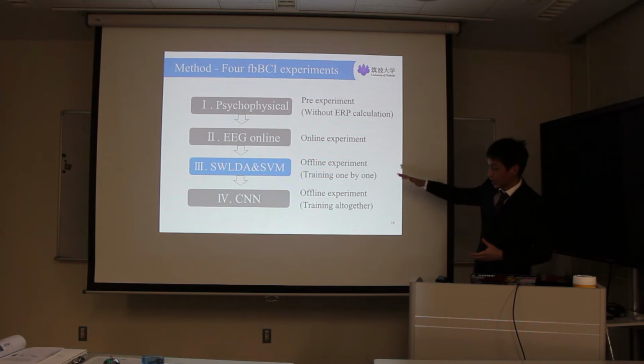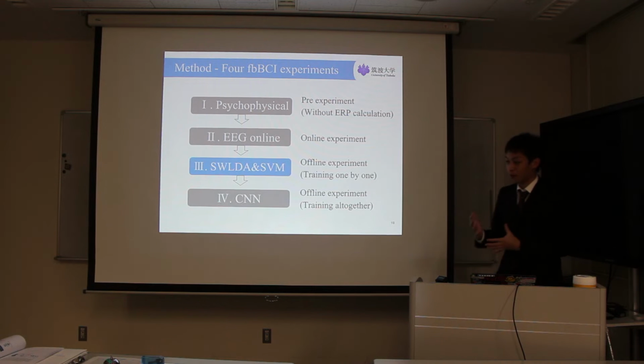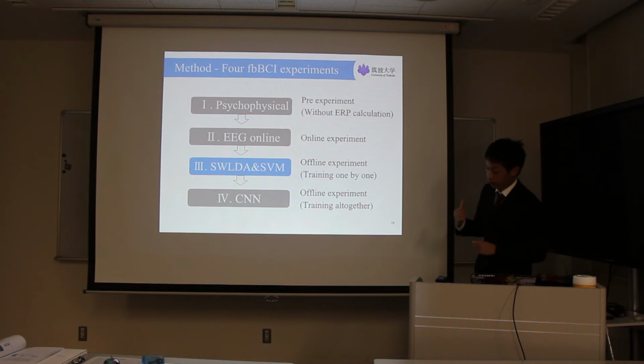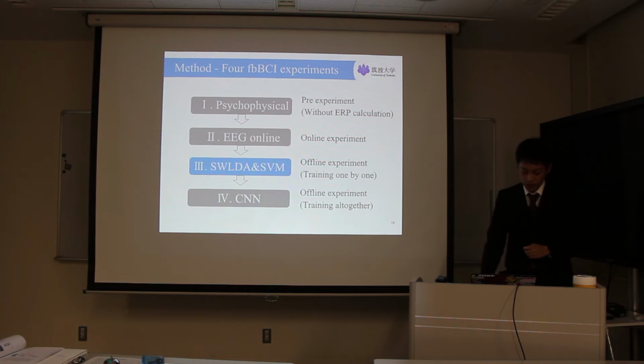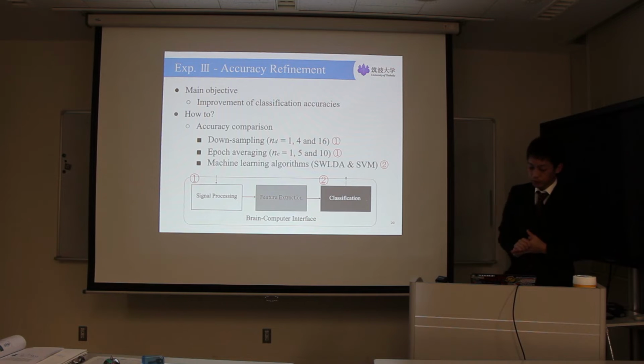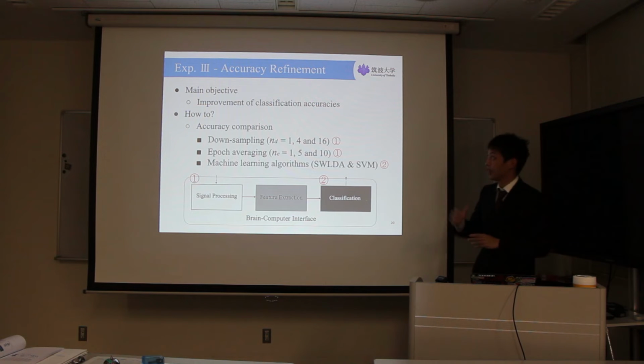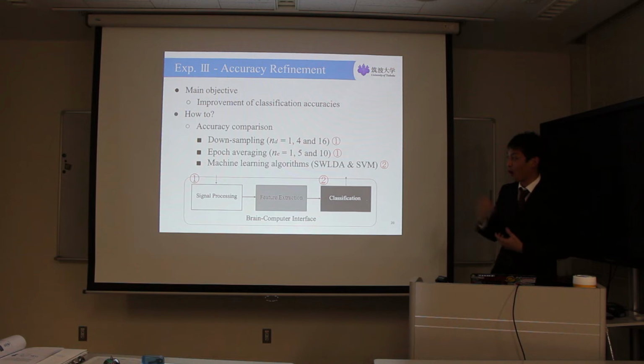In experiments 3 and 4, we did not employ any users. We just calculated on personal computers to improve the classification accuracies. The main objective of the third experiment is to improve the classification accuracies with new methods or by changing some settings of the BCIs.